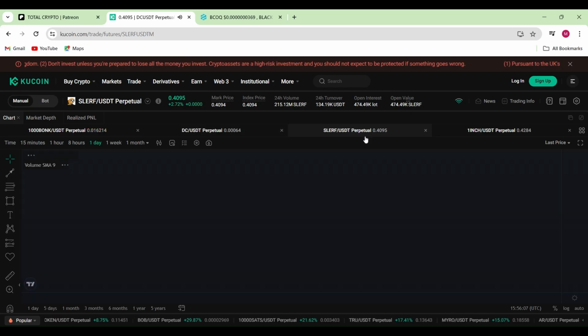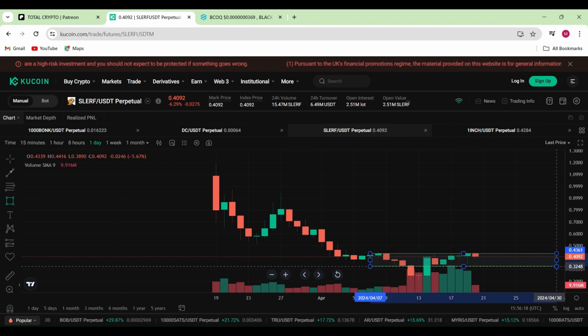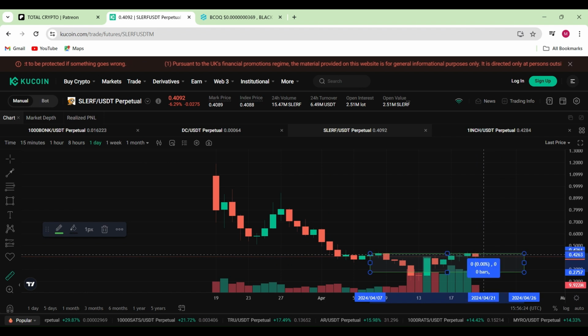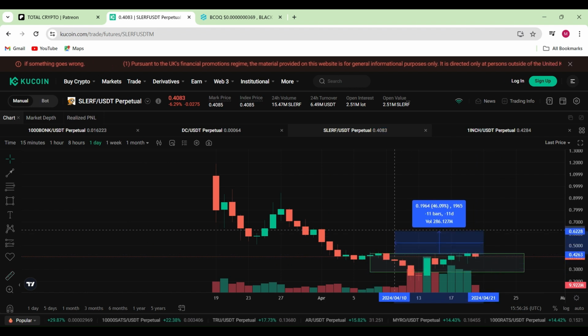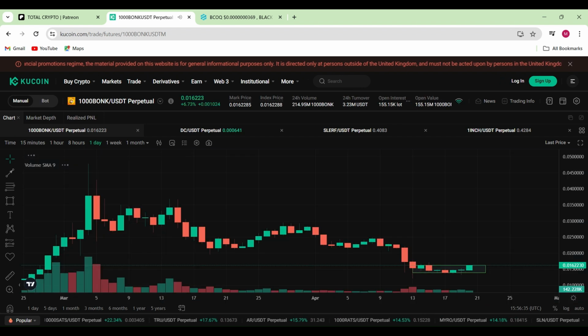Slerf is looking. Let's have a look. Oh, actually, Slerf is also looking in a pretty decent spot. Alright, so we just need to break out from this area up here, and that should give us a nice. Let's have a look. Yeah, 46% move to the upside. So we've got a few coins here already, guys. So we just need to wait for the right moment of entry.